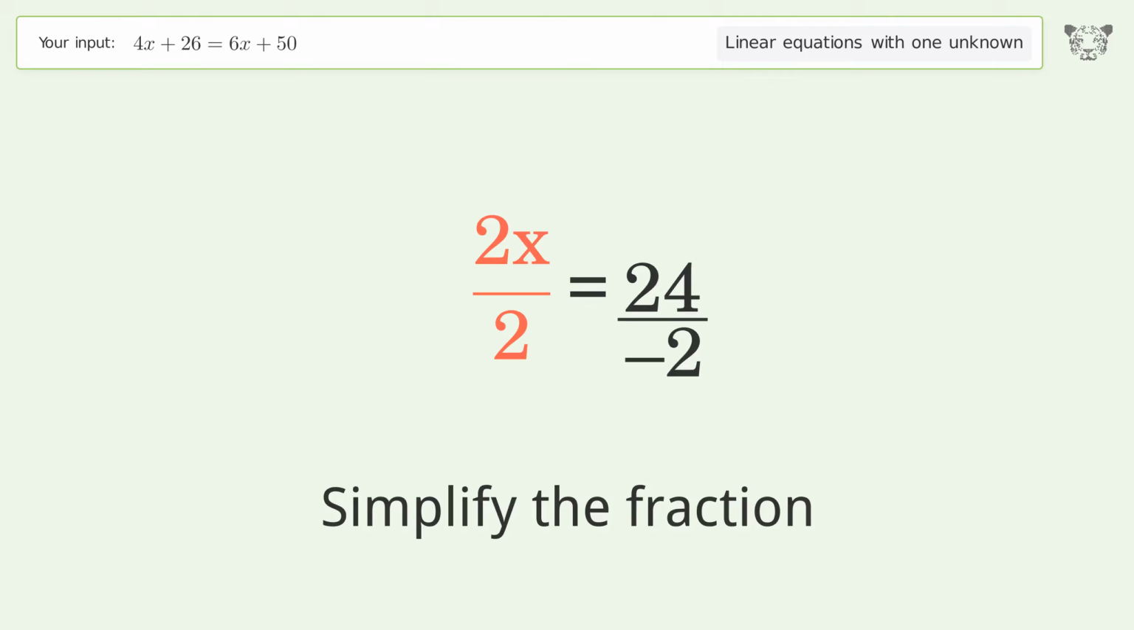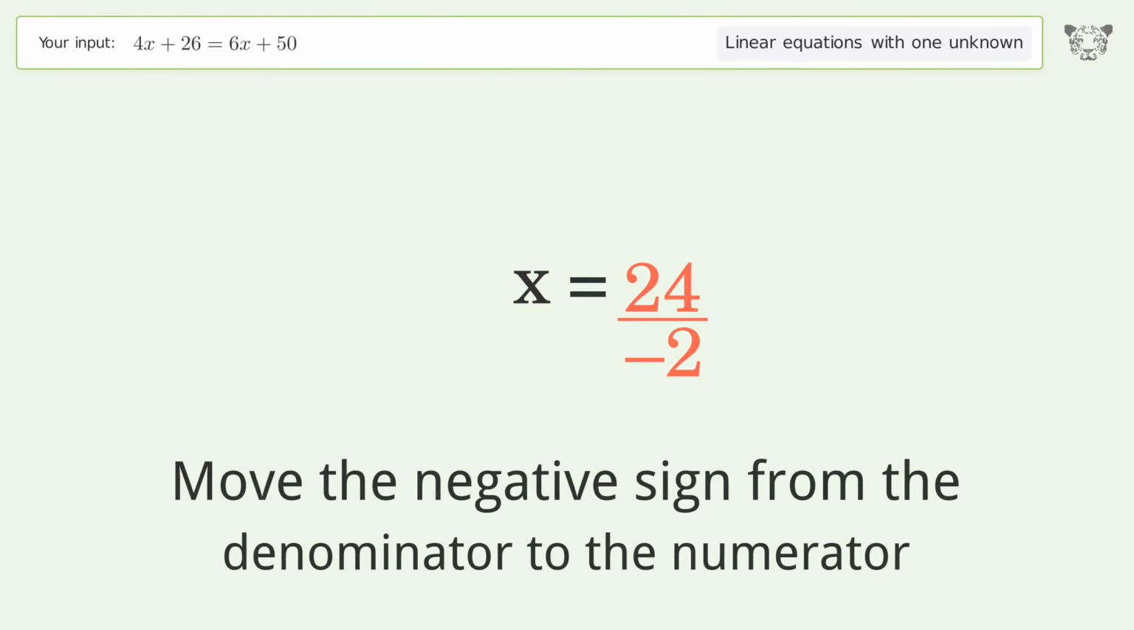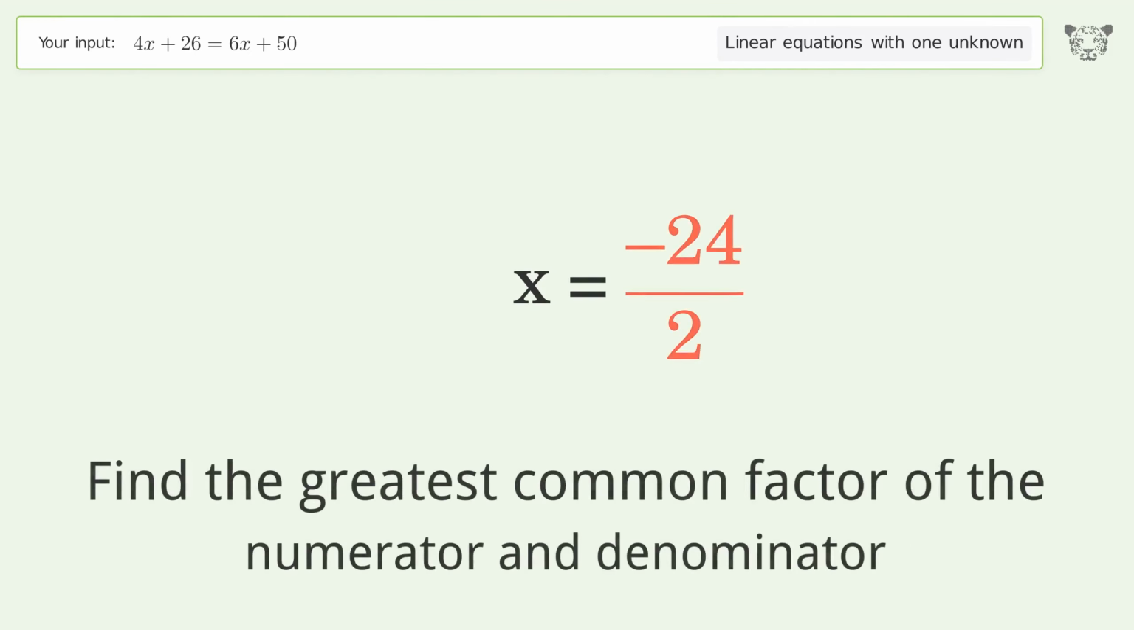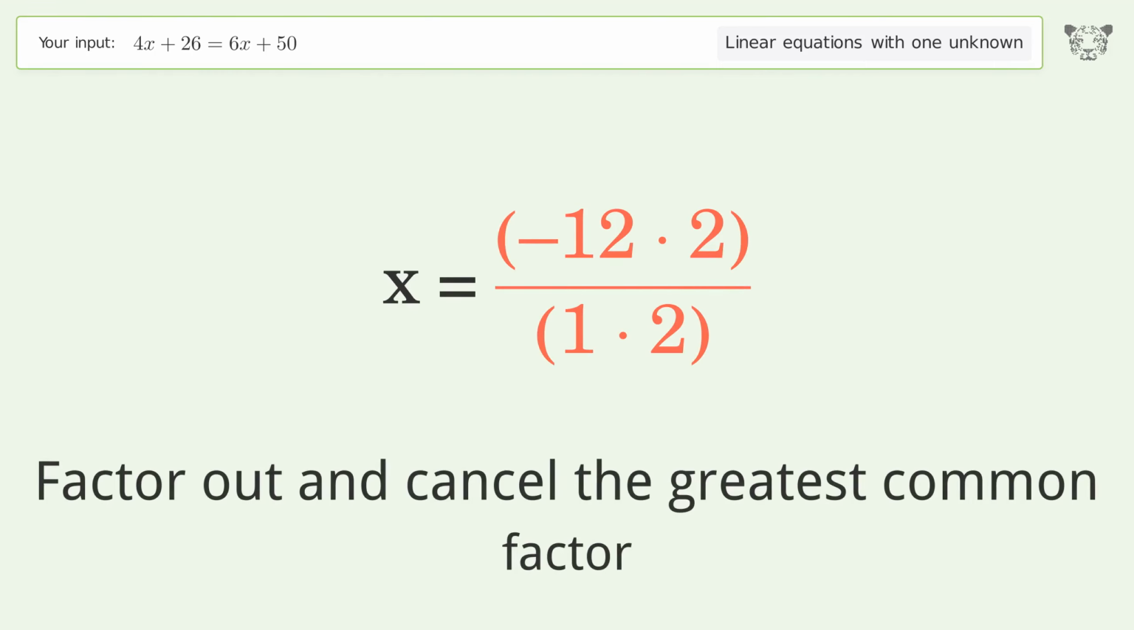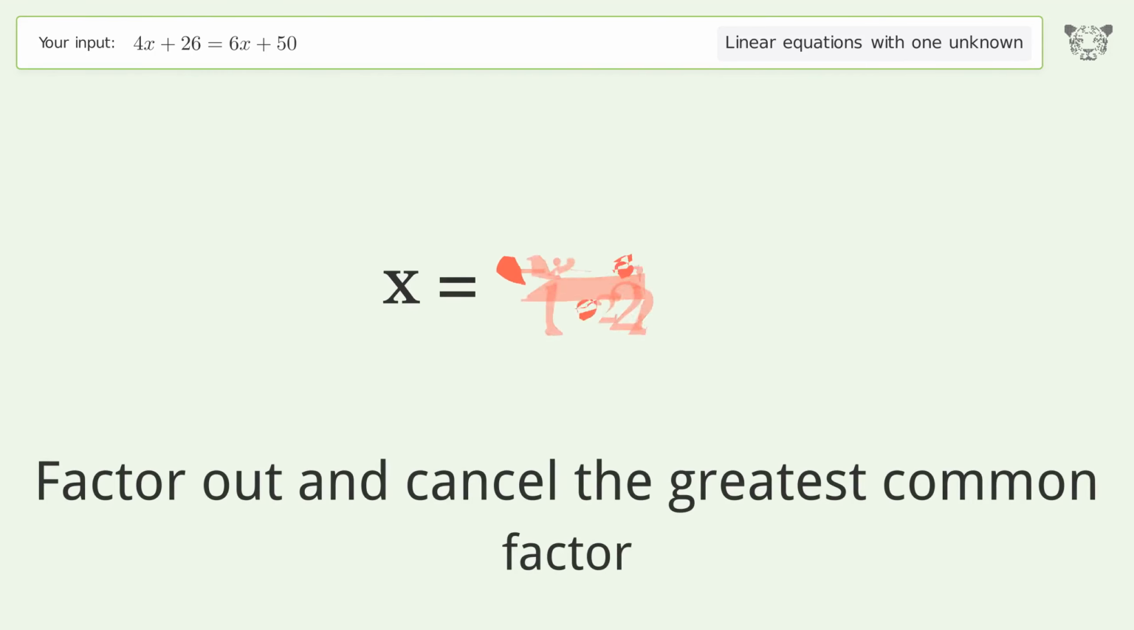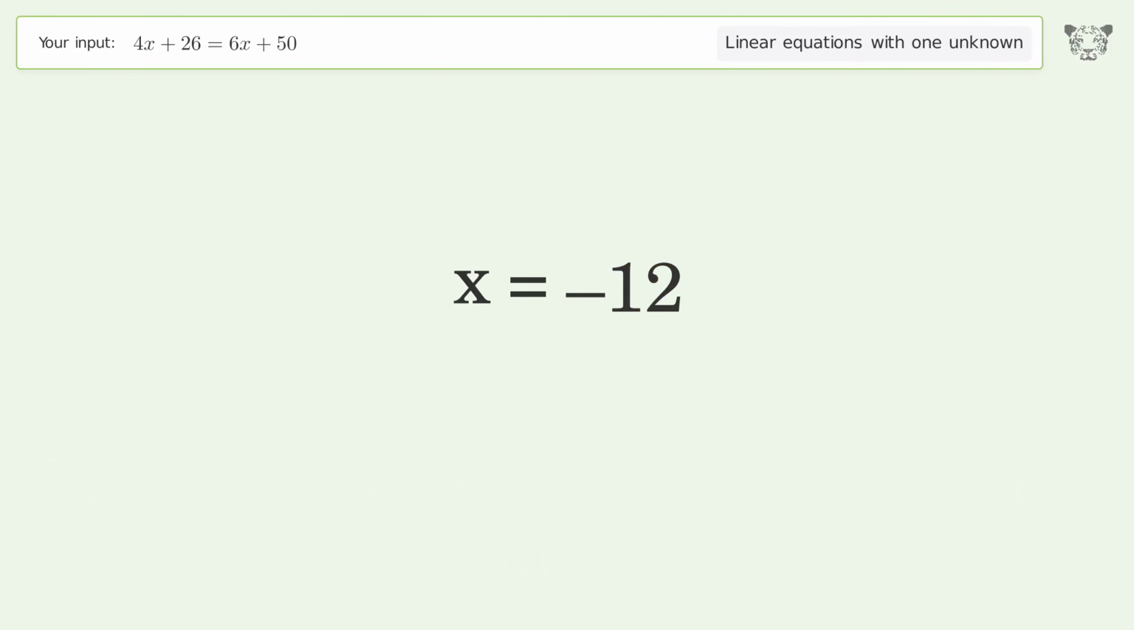Simplify the fraction. Move the negative sign from the denominator to the numerator. Find the greatest common factor of the numerator and denominator. Factor out and cancel the greatest common factor. And so the final result is x equals -12.